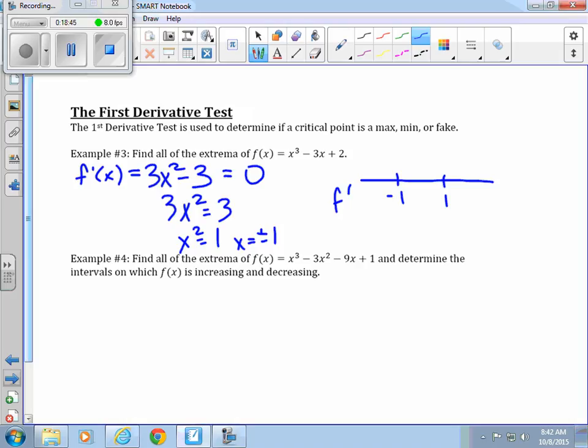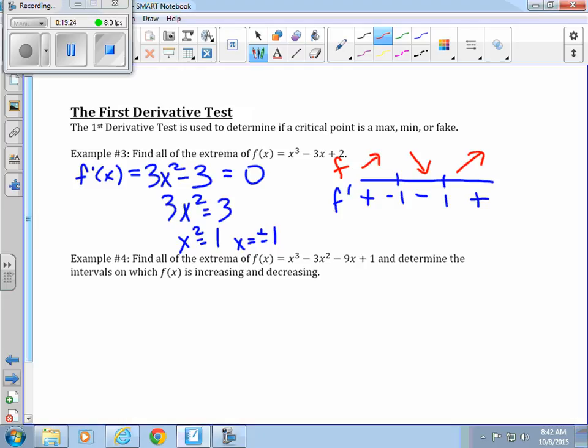So at negative 2, if I plug in negative 2, I would get a positive number. Agree? In between negative 1 and 1, I get a negative 3, right? If I plug in 0, I get negative 3. This next step is completely optional. You don't have to draw this, but some of you will like it. If this is f prime, that means f is increasing, then decreasing, then increasing. Do we agree?